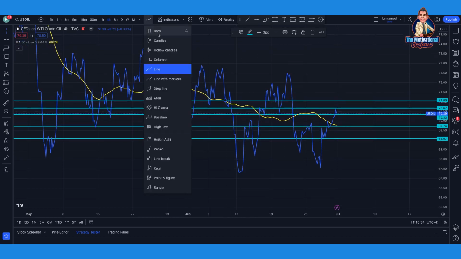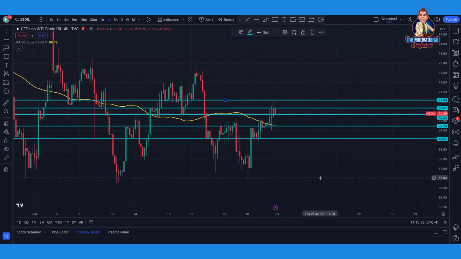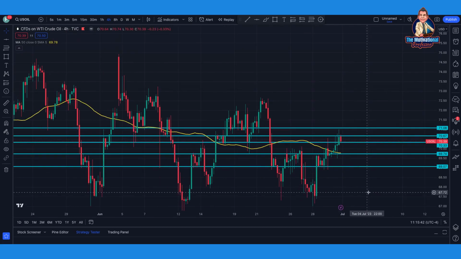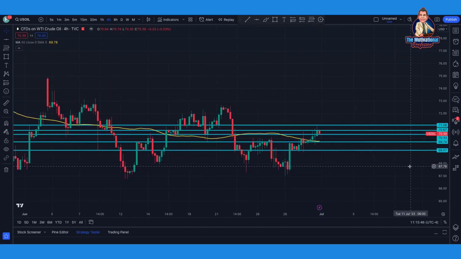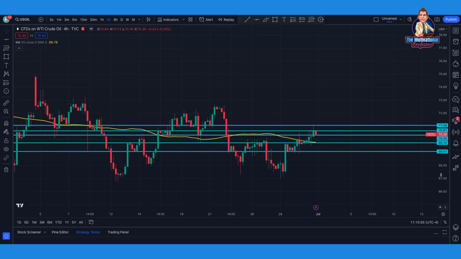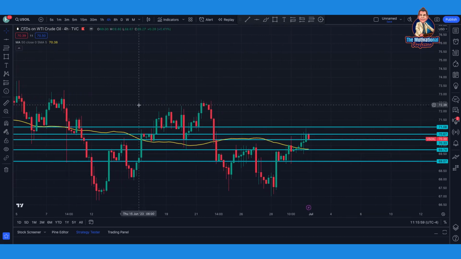Let's head back over to our candles so we can see what's been happening. Again, we are sitting on the 4 hour time frame. Based on the candlesticks, obviously we made a push up from the $67 mark, and we closed on Friday at about 70.37. So the first thing I want to take a look at is this right here.